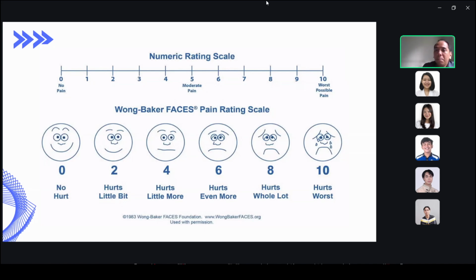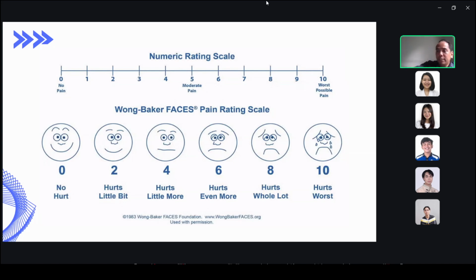And then we have the Wong-Baker Faces Pain Rating Scale. Originally developed for patients with cancer pain, but pwede natin itong i-adapt to scale them, no? In terms of the pain scale, from 0, 2, 4, 6, 8, 10.